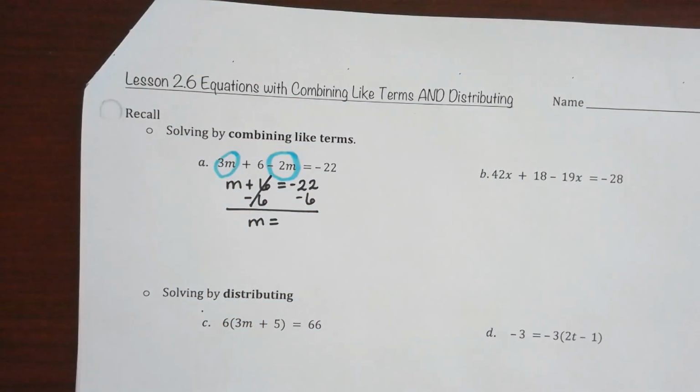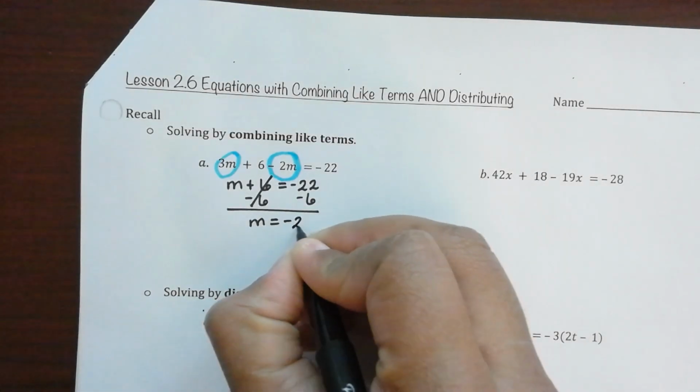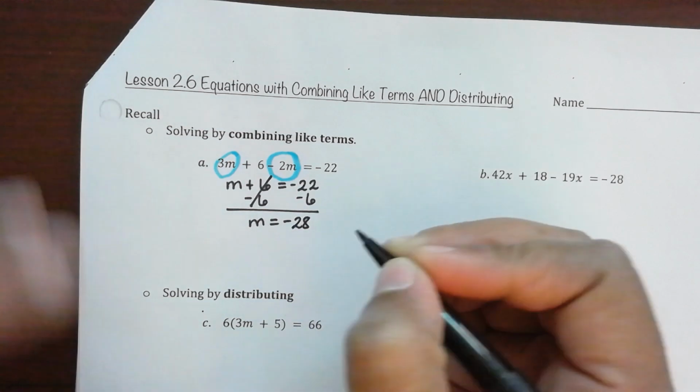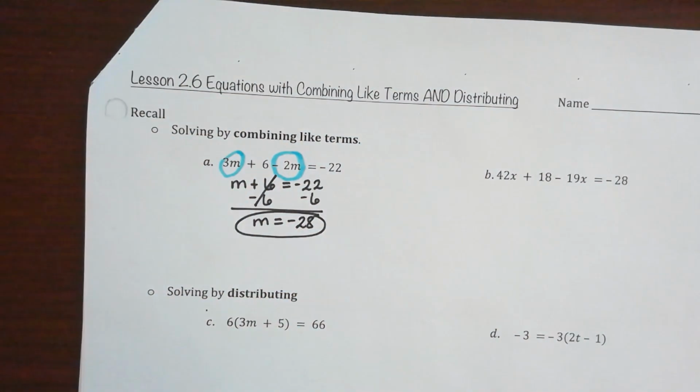Remember, typing it in, being a kinetic student, okay? Putting your hands to work will help you better with recalling and knowing what to do. So, negative 22 minus 6 gets me what? Negative 28. Is there anything left for me to do? No, because M is already with a 1 coefficient.